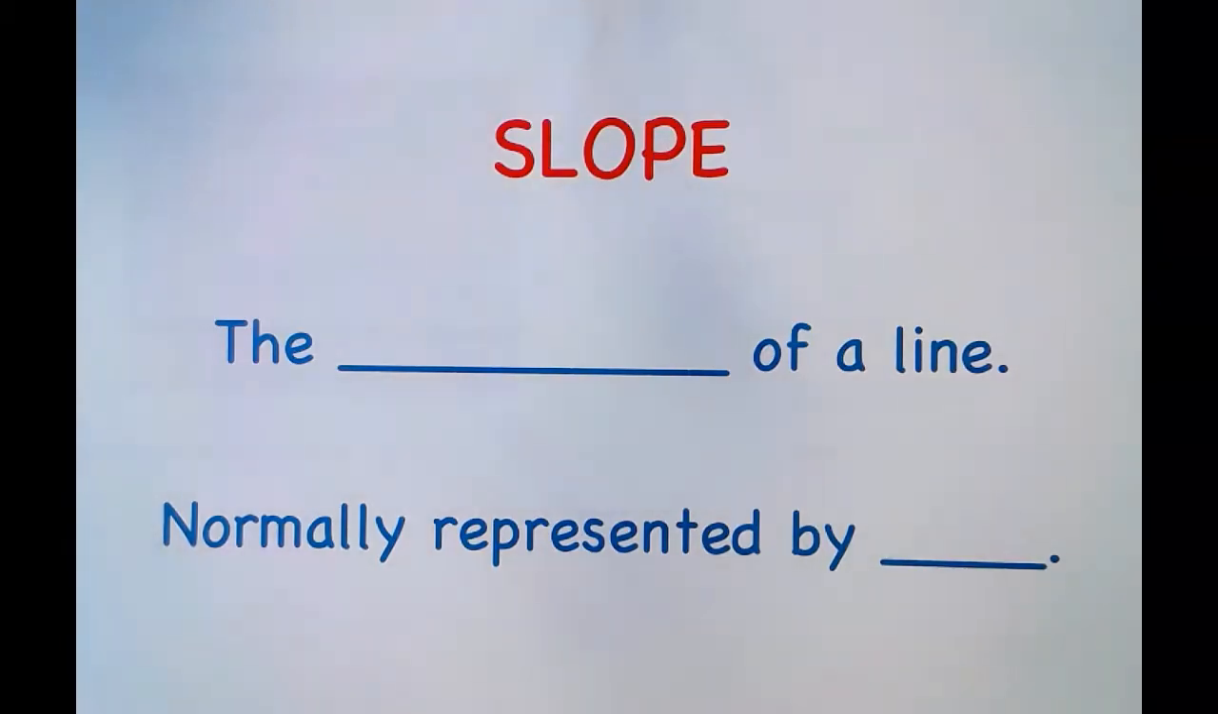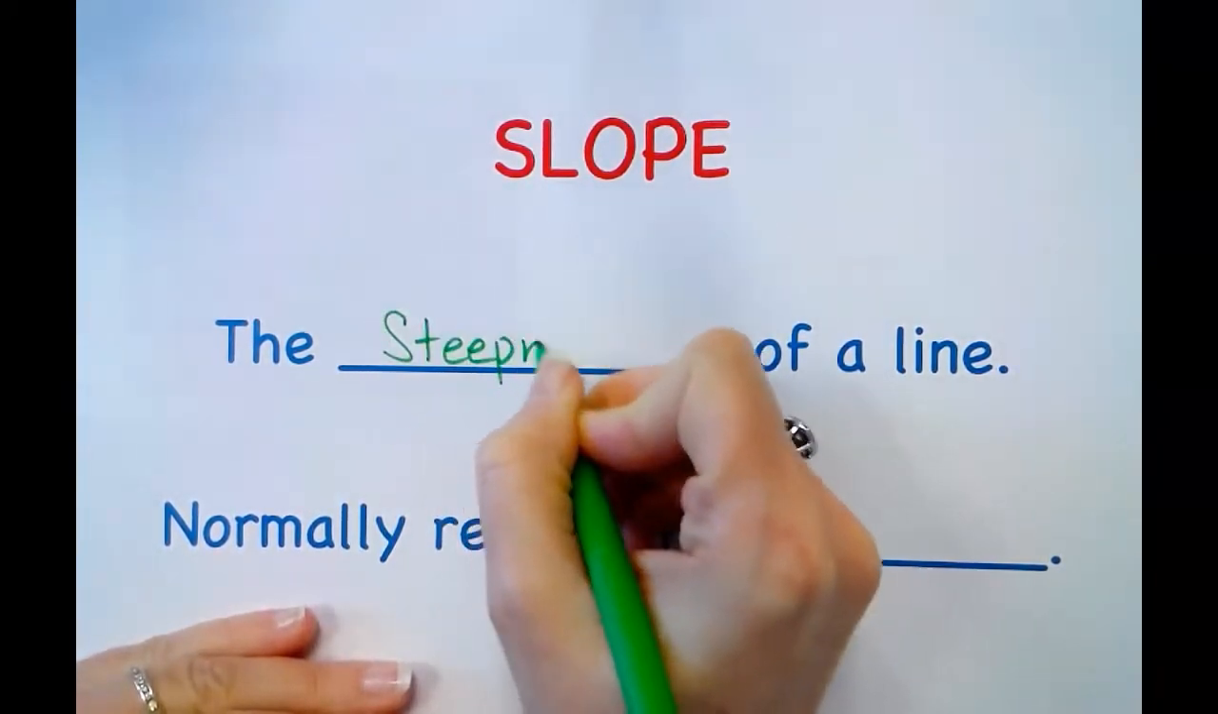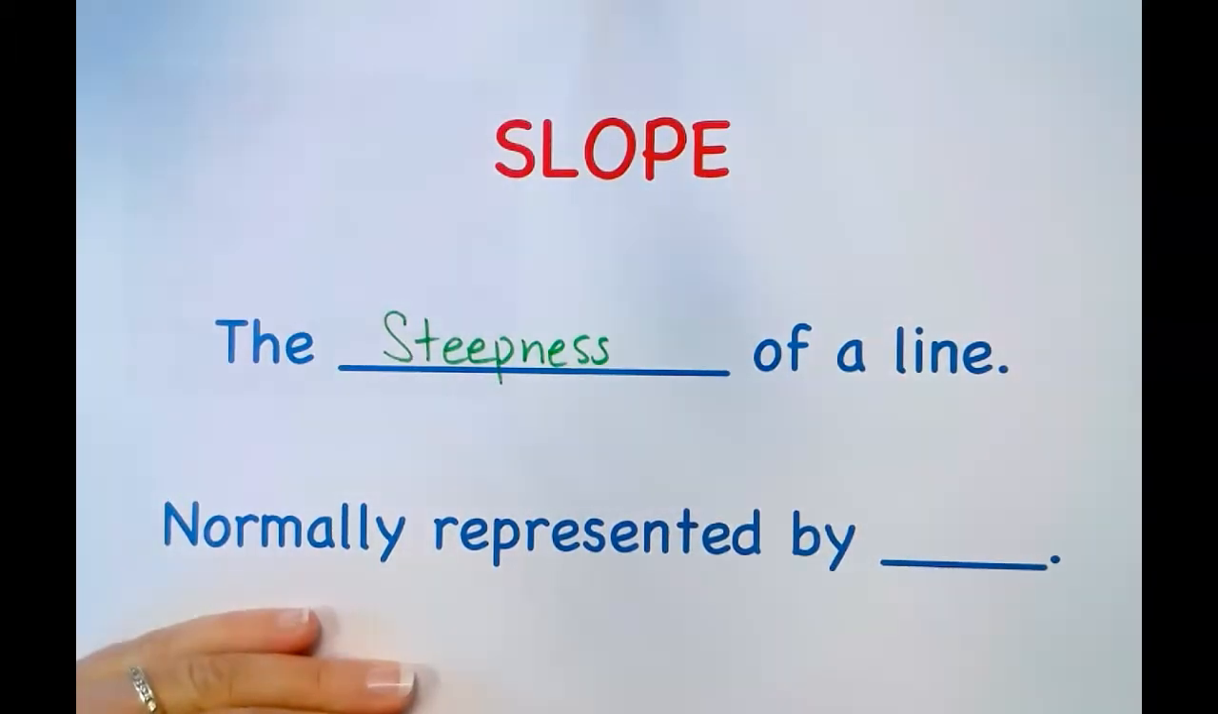This video is all about slope. Slope is the steepness of a line. So mountains are steep, stairs are steep, lines can be steep, and their level or degree of steepness is the slope. Normally, slope is represented by a lowercase m. So slope is the steepness of a line, normally represented by m.